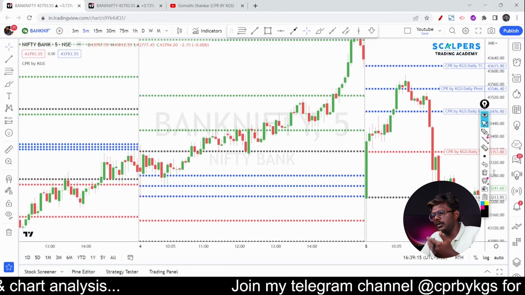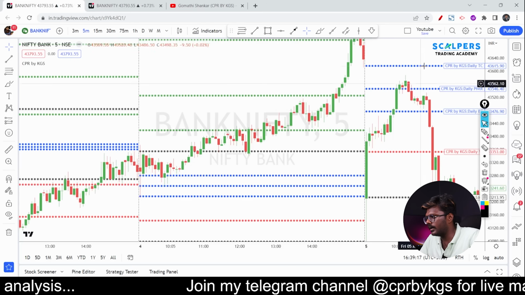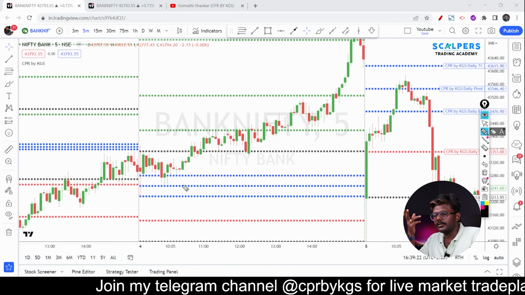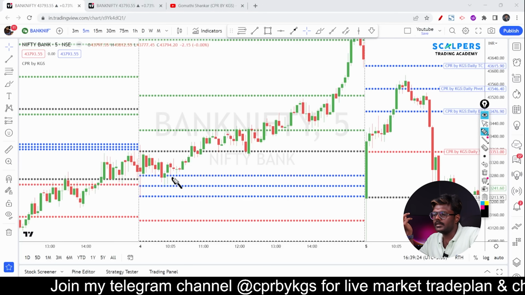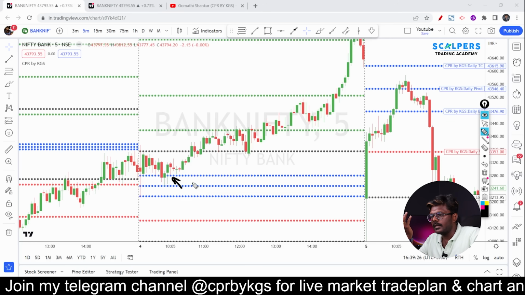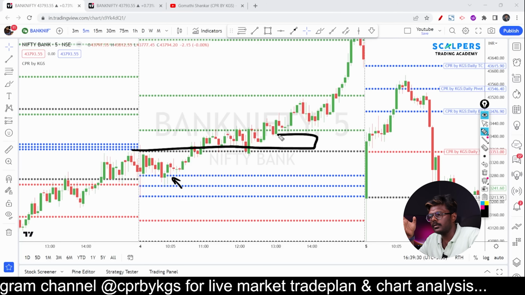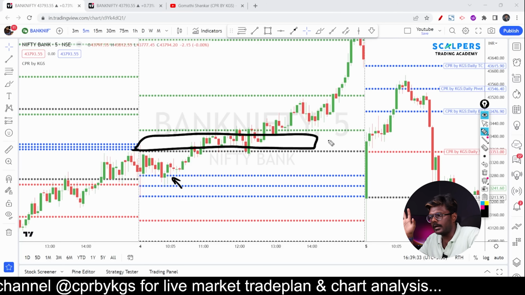The candles are beautifully taking support at CPR. So you all know very well about our long opportunity at CPR. If the candles are taking support at CPR, you can go for a long, right? And you can go for a scalping till previous day high and R1 zone. That could be the target.